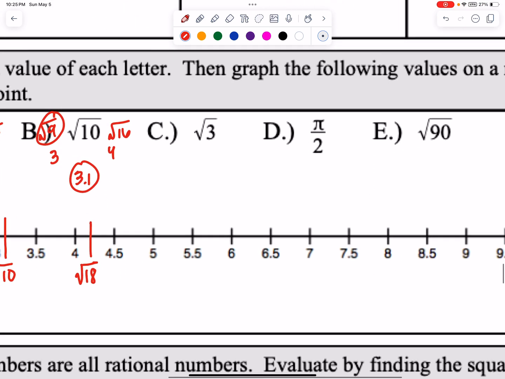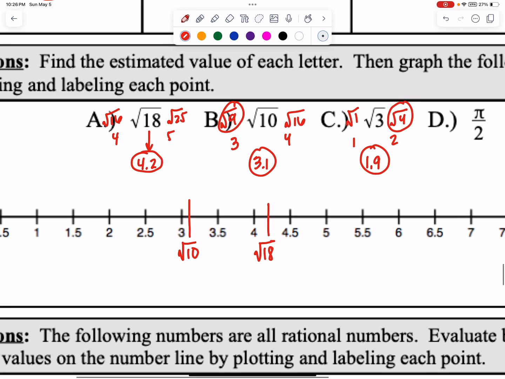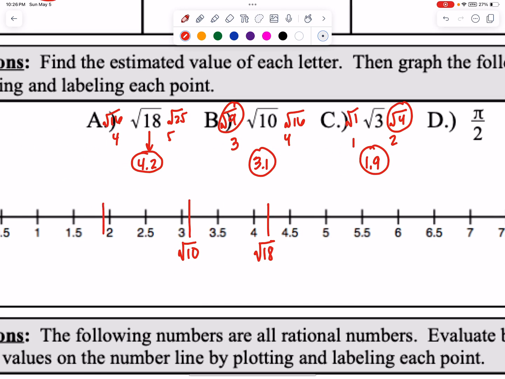So you can see how I'm problem solving through this. Square root of 3, well, square root of 1 is 1. Square root of 2, or 2 squared is 4. So square root of 4 is 2. I'm definitely closest to 4, so I'm going to say like 1.9 for this one. So that's actually way down here. I'm going to say square root of 10. Square root of 3, not 10.